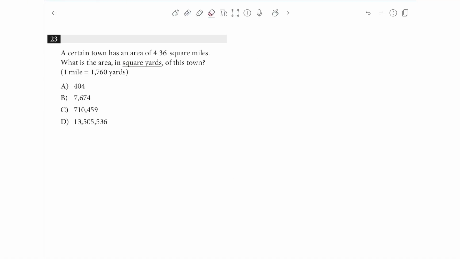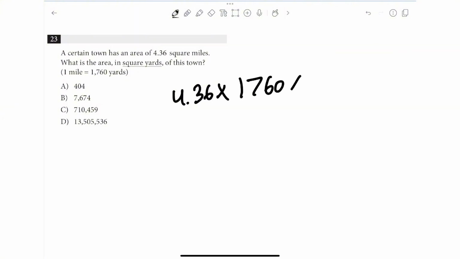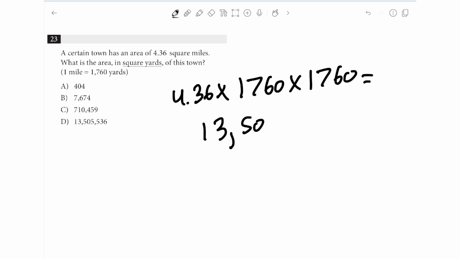Alright, so let's apply that to this question here. So if the area is 4.36 square miles, when we're converting to square yards, we're not just going to multiply by 1,760. We're going to multiply by 1,760 2 separate times. So it should look something like 4.36 times 1,760 times 1,760. And if we plug that in the calculator, we should get 13,505,536, which is answer choice D.